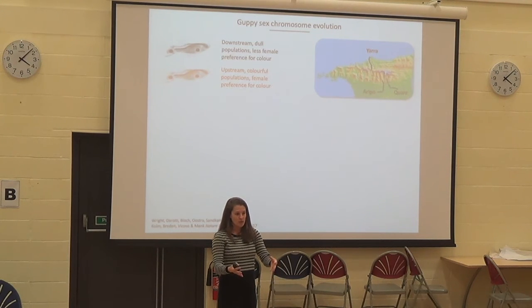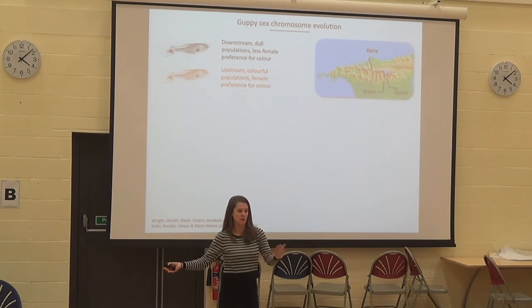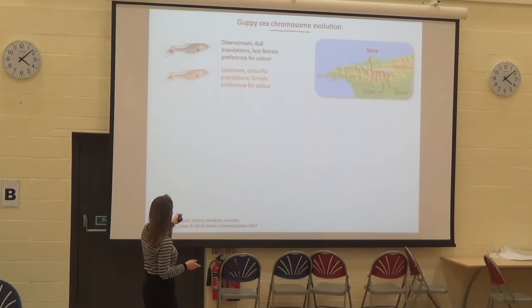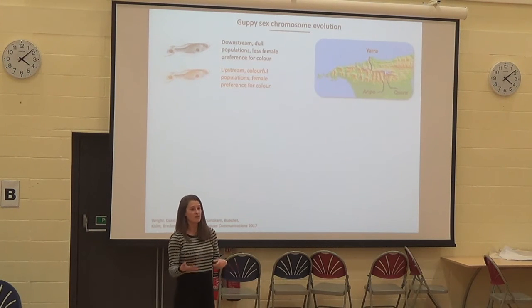Whereas in the downstream populations, there are loads of predators, and therefore, obviously being colourful means that you're going to just be eaten immediately by a predator. So males haven't evolved to be colourful, and females also don't like to mate with colourful males, because if they do, their sons are going to be colourful, and then those sons are going to be immediately eaten by predators. So in the downstream populations, you get these much less colourful males, which I've denoted with this grey colour, whereas in the upstream populations, males are really colourful, and females like to mate with these really colourful males.